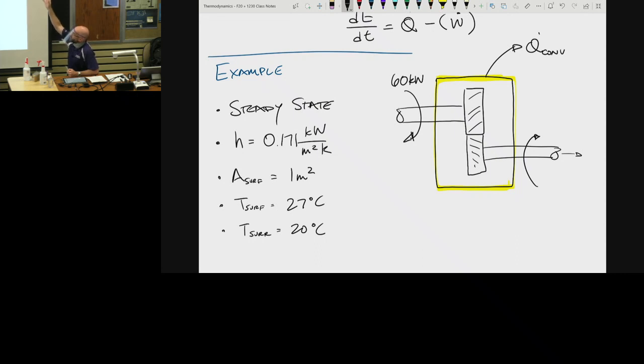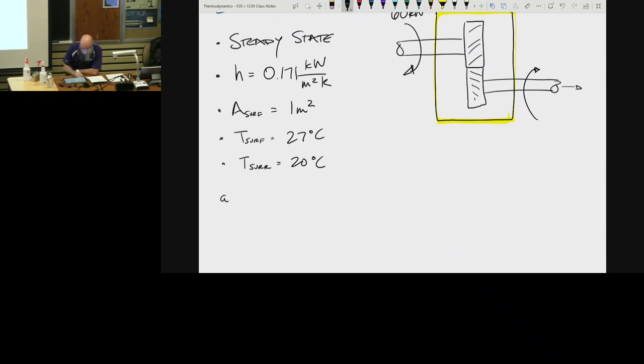We have convection coming off here. We're going to say that the heat transfer coefficient is 0.171. We know it's 1 meter squared on the outside of it. We know the temperature of the surface. We know the temperature of the surroundings. We know there's a delta T. Heat is going to be moving. The mode of heat moving is going to be convection. The first question is, what is the heat transfer rate?